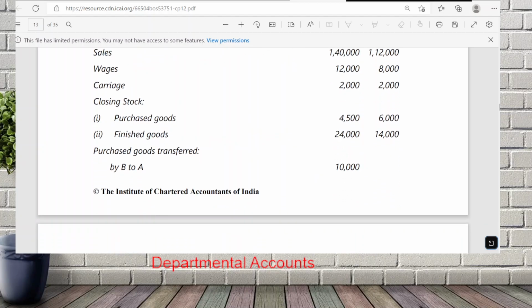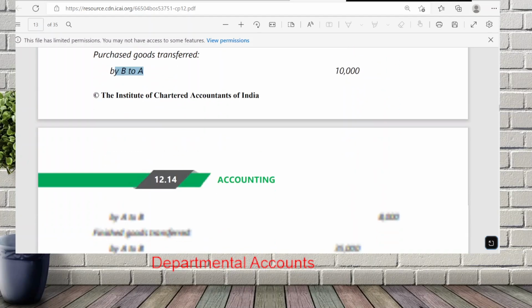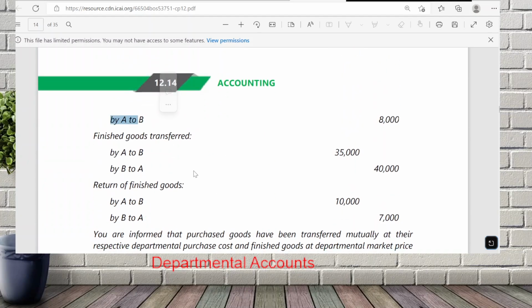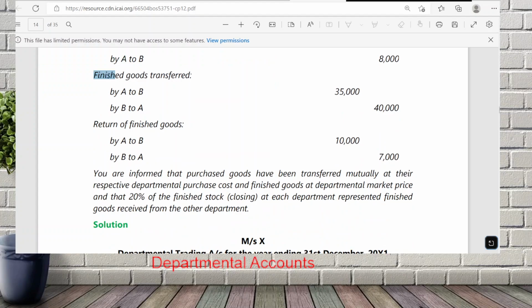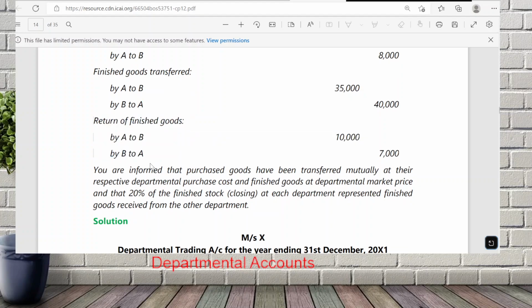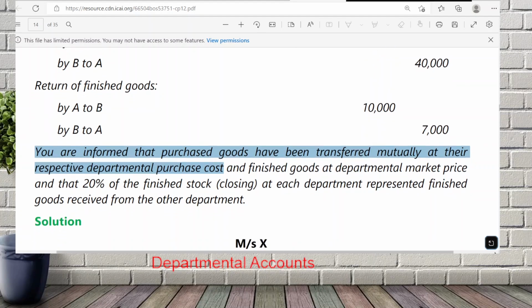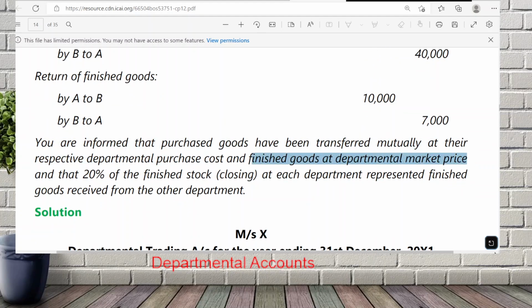Look at purchased goods transferred from whom to whom? B to A is given, then A to B, which means both are transferring. Finished goods transferred by A to B as well as B to A are given, and transferred goods have also been returned. You are informed that the purchased goods have been transferred at their cost price. Look at purchased goods are transferred at what price? Cost price.